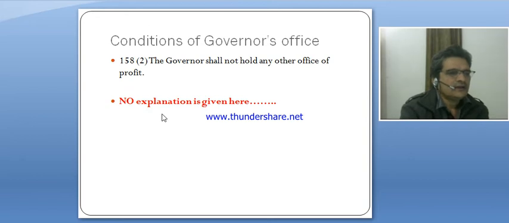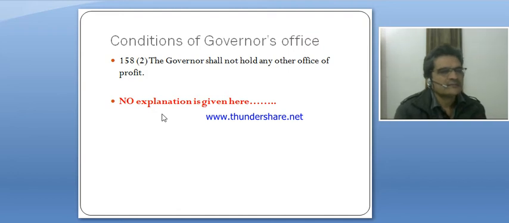Now, coming to the other constitutional functionaries where such a condition is put, in the case of the governor also it is mentioned that he shall not hold any other office of profit. You can clearly see that the word "other" is clearly mentioned. So he can be the governor, he is the governor in fact, but any other office of profit he cannot hold.